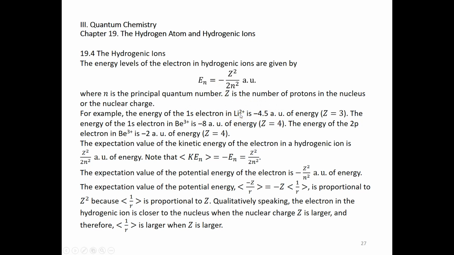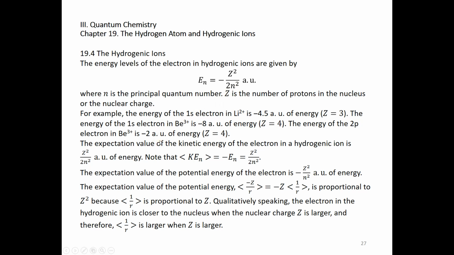Similarly, the energy of the 1s electron in beryllium 3+ can be calculated with Z squared over 2, and then of course we need a negative sign in the front, and this is negative 8 atomic units because the calculation is negative 4 squared over 2. The energy of the 2p electron in beryllium 3+ is negative 2 atomic units. Again, it's just negative 4 squared over 2 times 2 squared. You get negative 2 in the end.